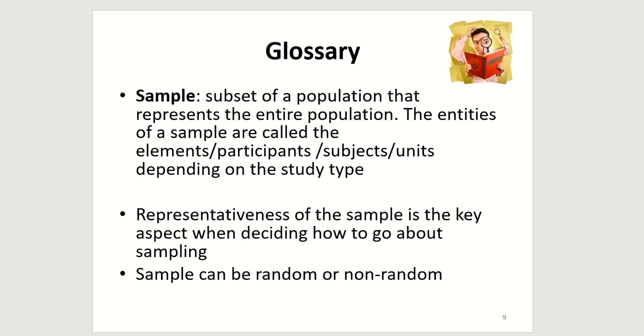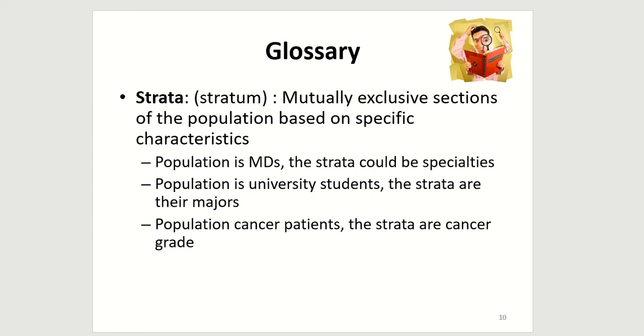Continuing with the definitions, strata, that's the plural of stratum. This is when your population is already put into layers that are defined by certain characteristics of the population. So, for example, the doctors could be stratified according to their specialties: cardiologist, pulmonologist, surgeon, etc. These are characteristics of the doctors, and the population comes into these layers.